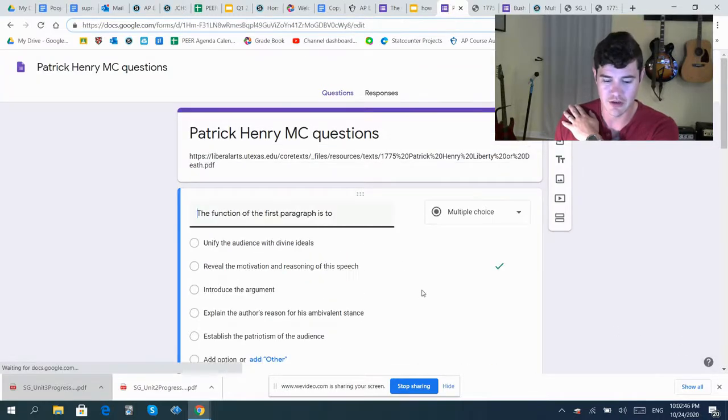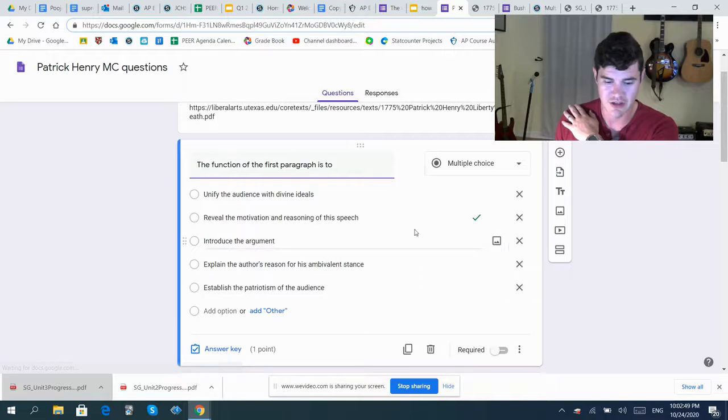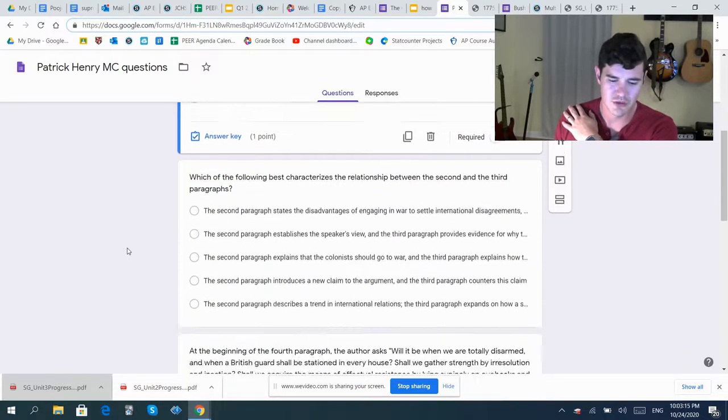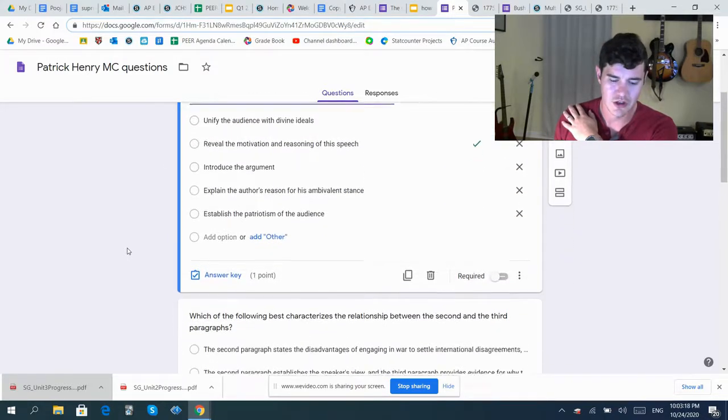And I thought that was a pretty solidly written question with some good distractors. Establish the patriotism of the audience? No, not really. The real purpose of that first paragraph is to start for Patrick Henry to explain why he's motivated to speak here. It's because he can't contain himself. He's got to talk about this. No man thinks more highly than he does about the truth, as he puts it. So that was the first question.